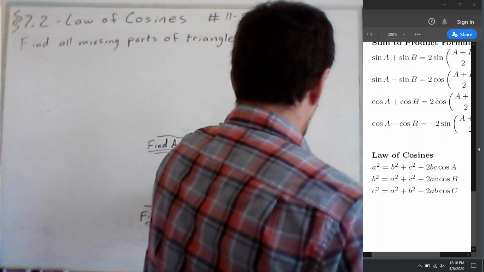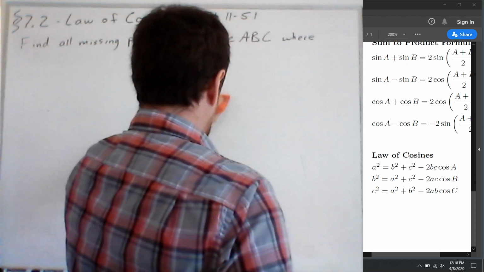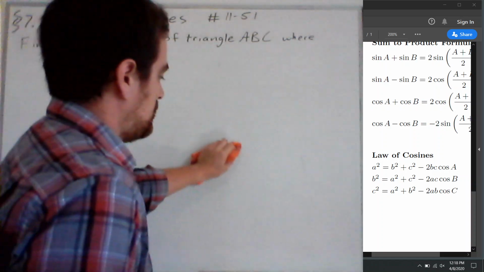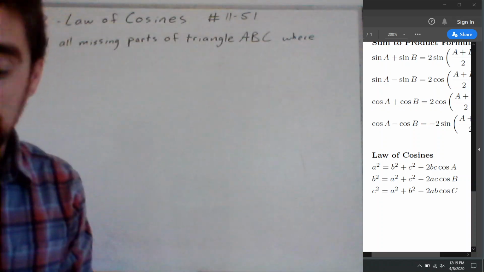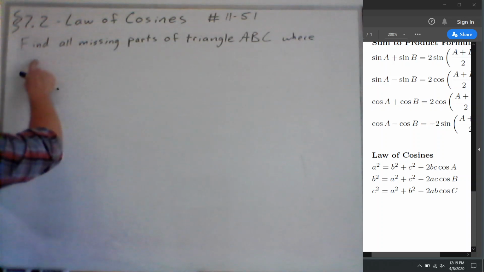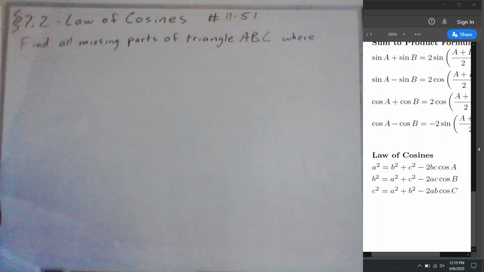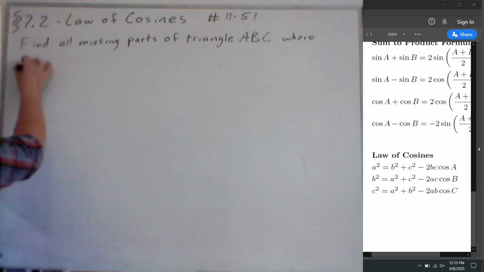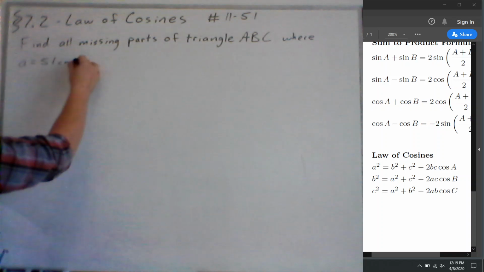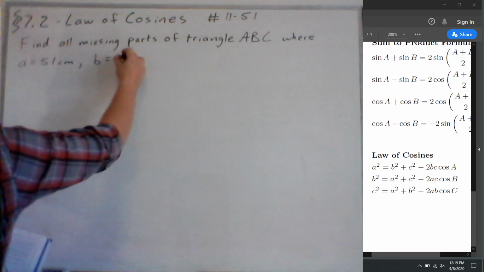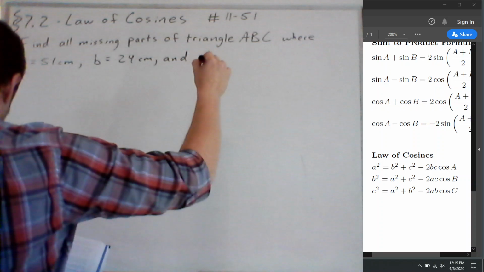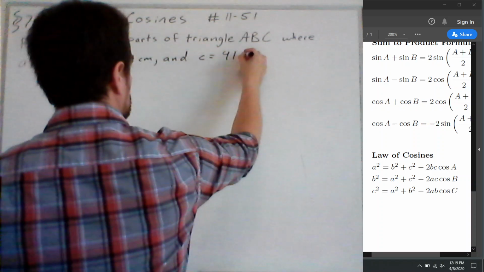So the other situation that you might come across is, what if they give you a triangle and they give you all three sides? Can you find all three missing angles? And actually, yes, you can. So that's the other situation. Same setup, find all missing parts of triangle ABC, where we'll say lowercase a is 51 centimeters, lowercase b is 24 centimeters, and lowercase c is 41 centimeters.